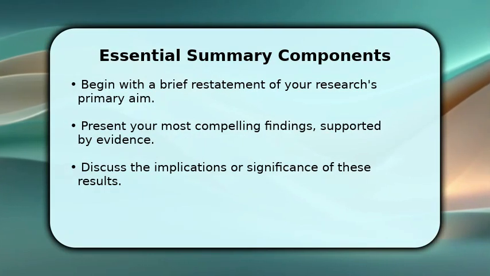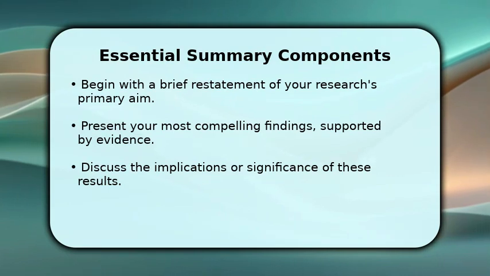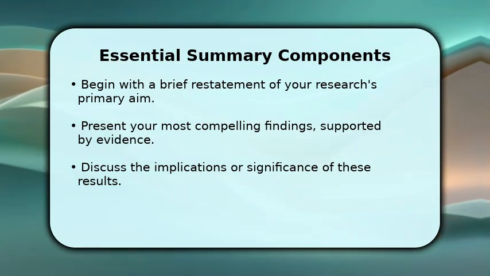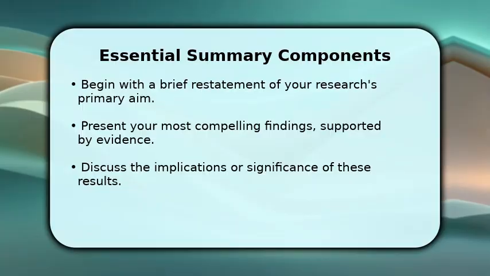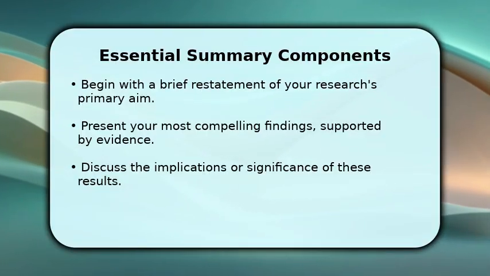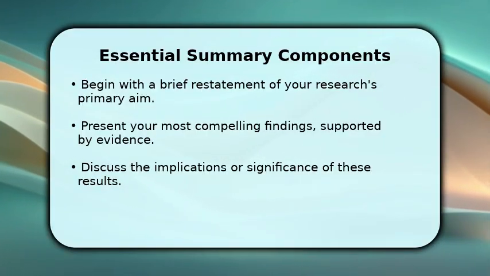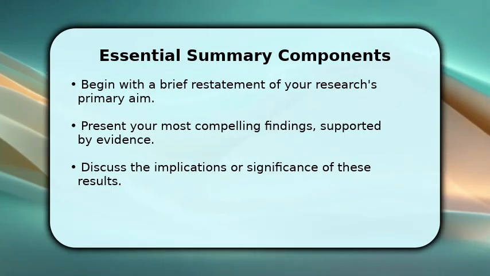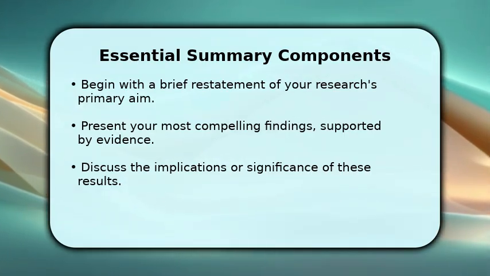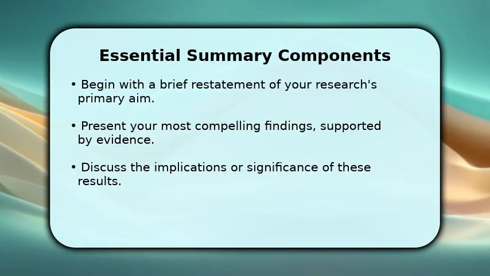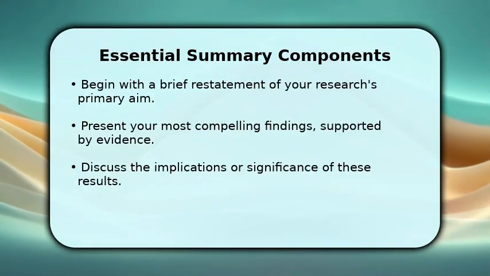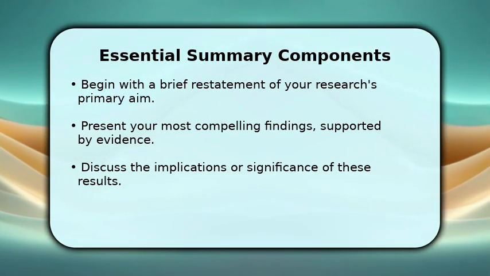Your summary should clearly state the research problem and then immediately present the answers you found. Focus on the 2 or 3 most impactful discoveries, explaining what they mean. Avoid introducing new information. Instead, synthesize what is already discussed in your paper. This section is about clarity and impact, making your key contributions undeniable.